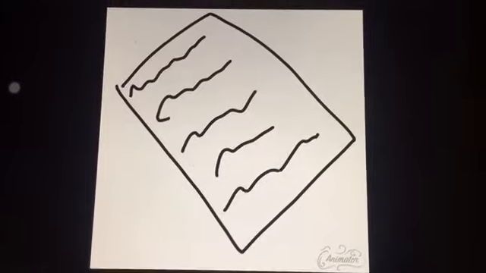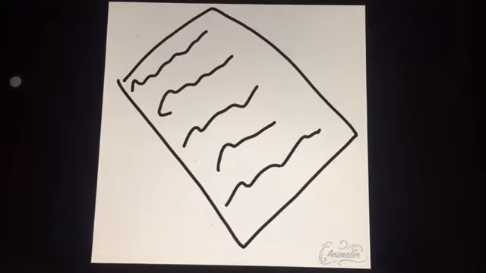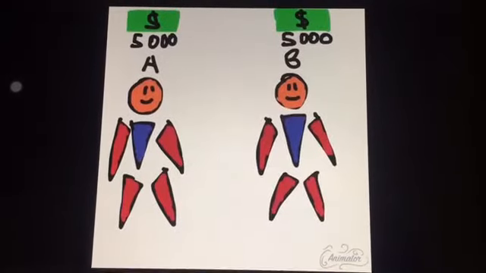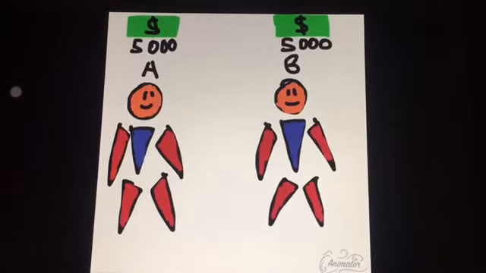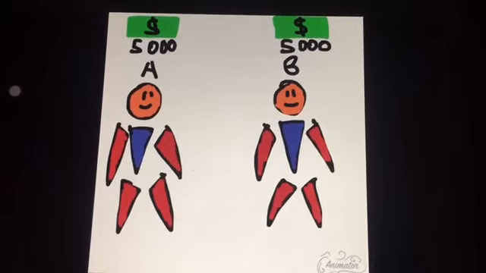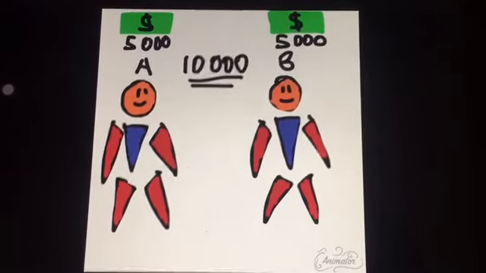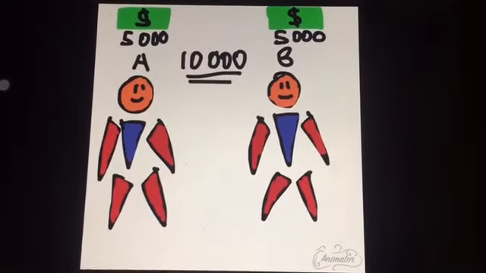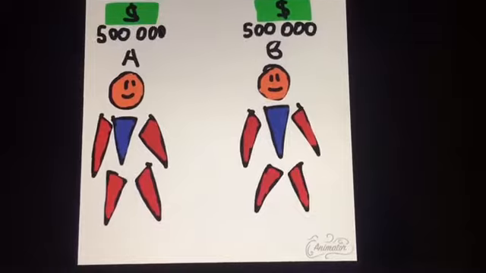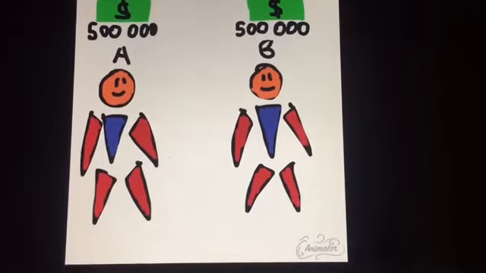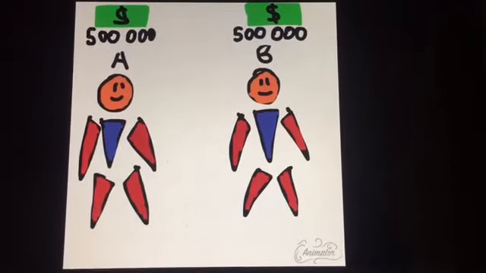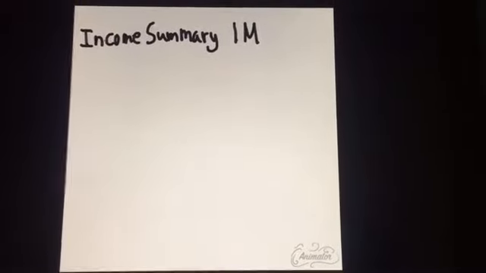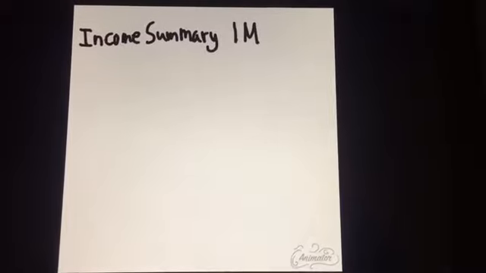Let's assume that the partners agree to divide it based on their beginning capital balance. So if we could remember, each partner has invested $5,000 at the beginning of the year, and they have the total of $10,000. So since each partner has contributed equally, that means that they would share the income equally, so they would receive $500,000 each that year. So our entry for that would be a debit to income summary of $1 million, a credit to A drawing for $500,000, and also a credit to B drawing for $500,000.